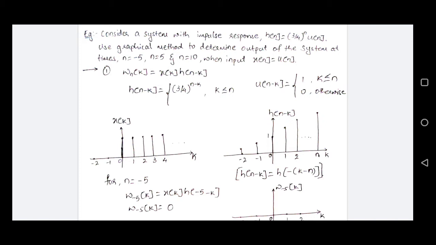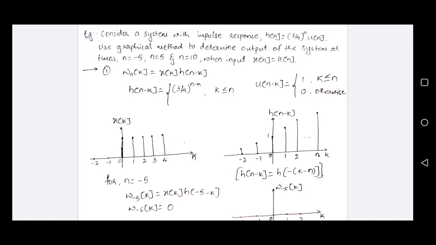To plot h of n minus k, if k is the independent variable, then we'll have to reflect this first to obtain h of minus k. After we reflect it, it will be a growing exponential which will be present between minus infinity and 0. And then we'll shift that reflected impulse response by n, and for a positive value of n, the shifted reflected impulse response has been shown here.